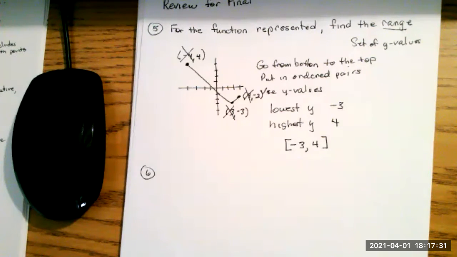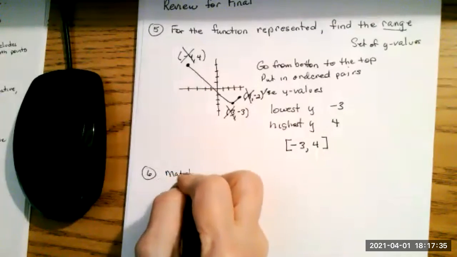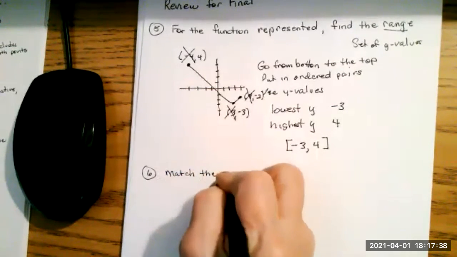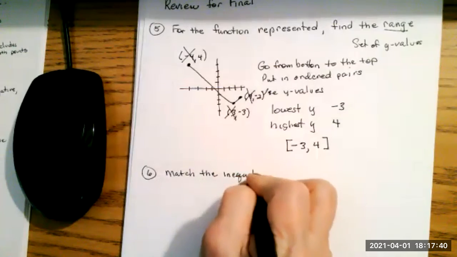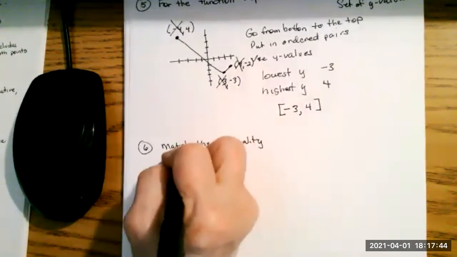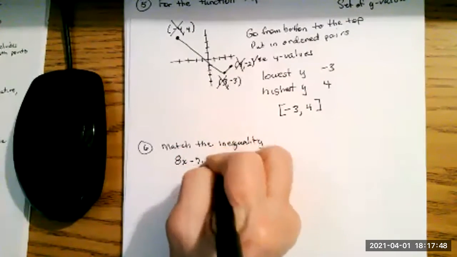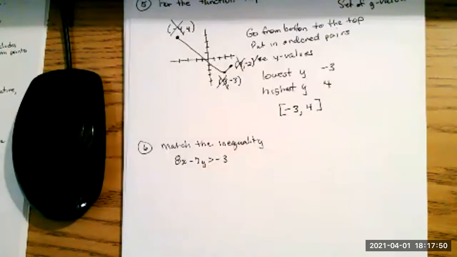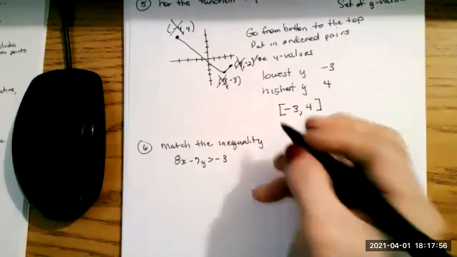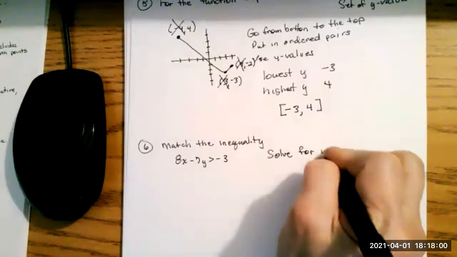All right, number 6 says match the inequality. They're going to give us some graphs to match them with, and they start with 8x minus 7y is greater than -3. So it'll be a problem like this. It will not be solved for y. You'll have to first do that. You're going to have to solve for y first.